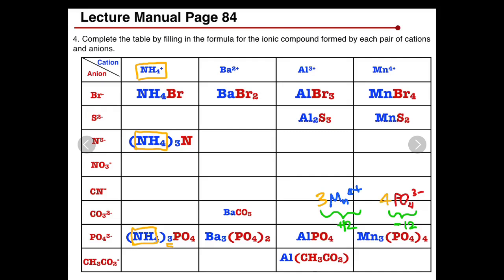So that's why at the end we will have a subscript for manganese 3 plus and a subscript of 4 for the phosphate. The reason for that is because eventually when you add up all of these charges, they need to come out equal to 0. Okay, last one is the same thing.